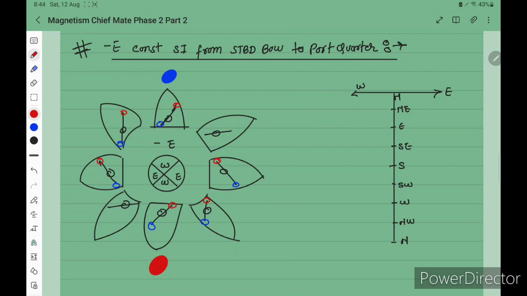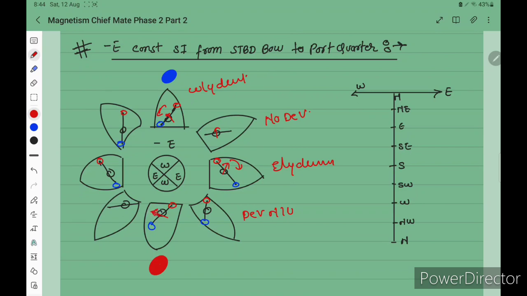Now we'll see how the compass is behaving. It's close to the blue pole, so it will attract towards the blue pole. Okay, so westerly deviation. Here no deviation. Here the same, so it will repel, so easterly deviation. Here no deviation because it is in line, so deviation nil.